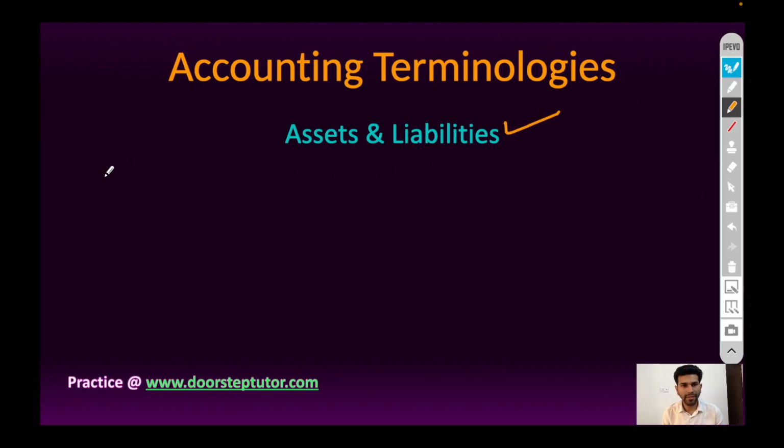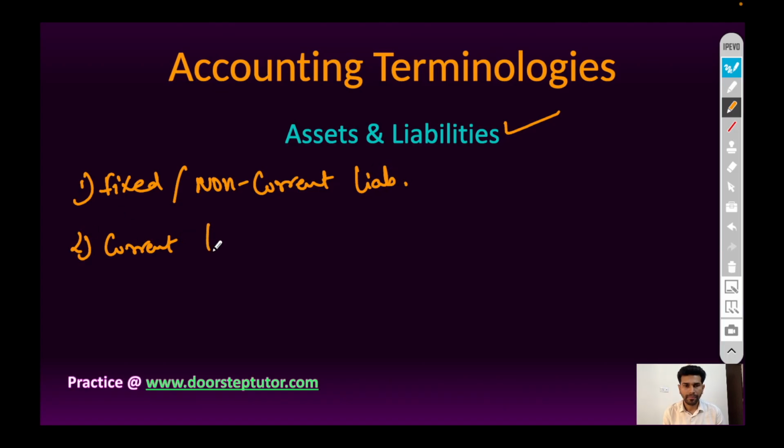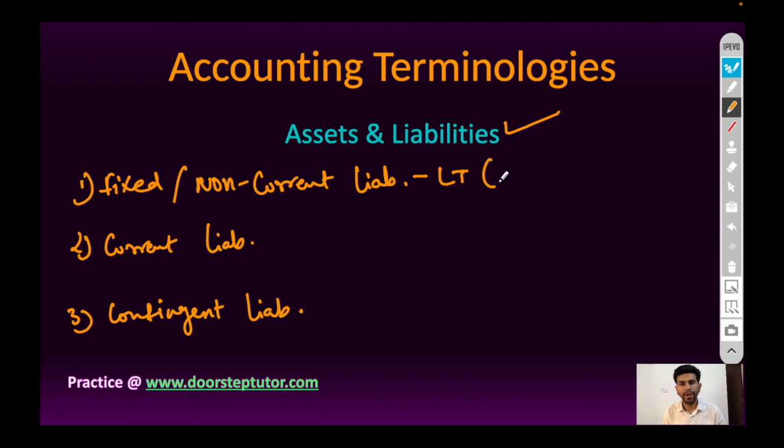There are three types of liabilities: fixed liabilities or non-current liabilities, current liabilities, and contingent liabilities. Fixed liabilities are long-term in nature. It means it is payable for more than 12 months. Generally, fixed liabilities are the sources of funds. For example, capital, loan from bank or loan from financial institutions.